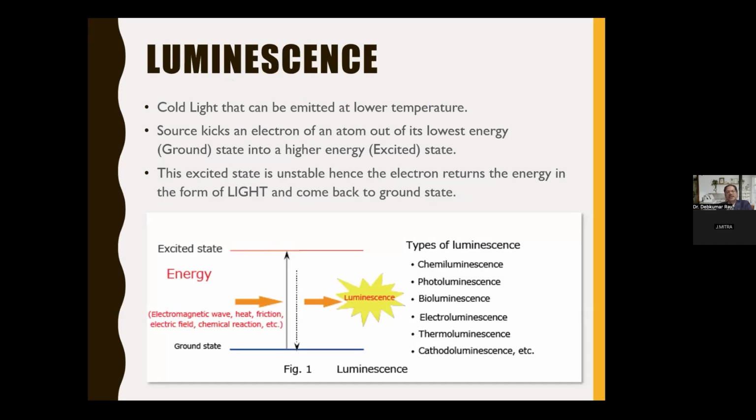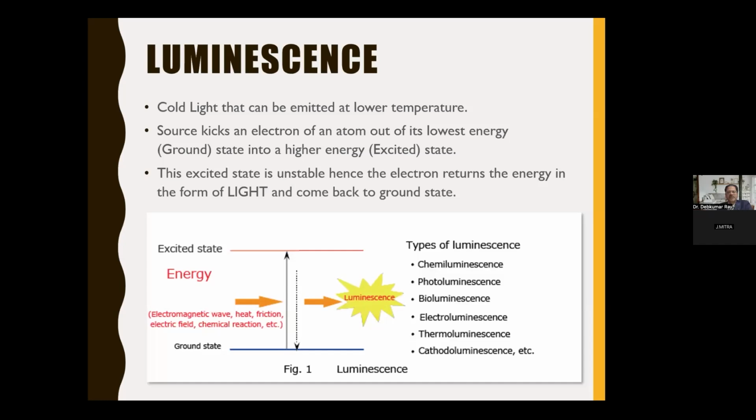Luminescence is cold light that can be emitted at lower temperature, and it kicks an electron of an atom out of its lower energy, the ground state level, into the higher energy or excited state. The excited state is unstable, hence the electron returns its energy in the form of light and comes back to the ground state. This is the basic principle of luminescence. Energy in the form of electromagnetic wave, heat, friction, electric field, chemical reaction, etc., transforms the ground state into the excited state. That is luminescence.